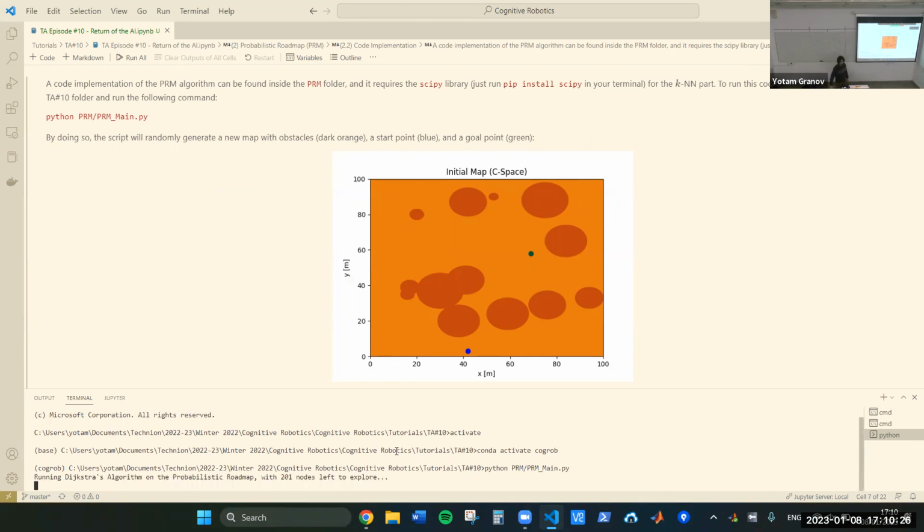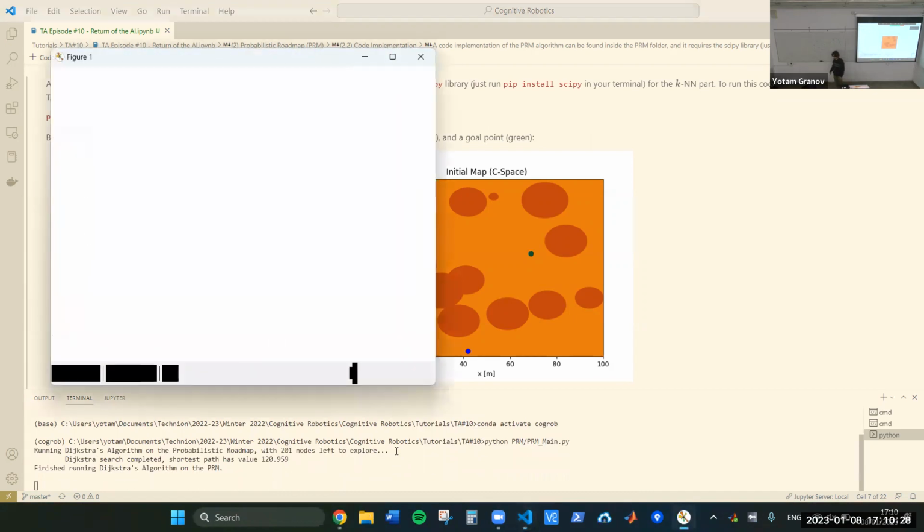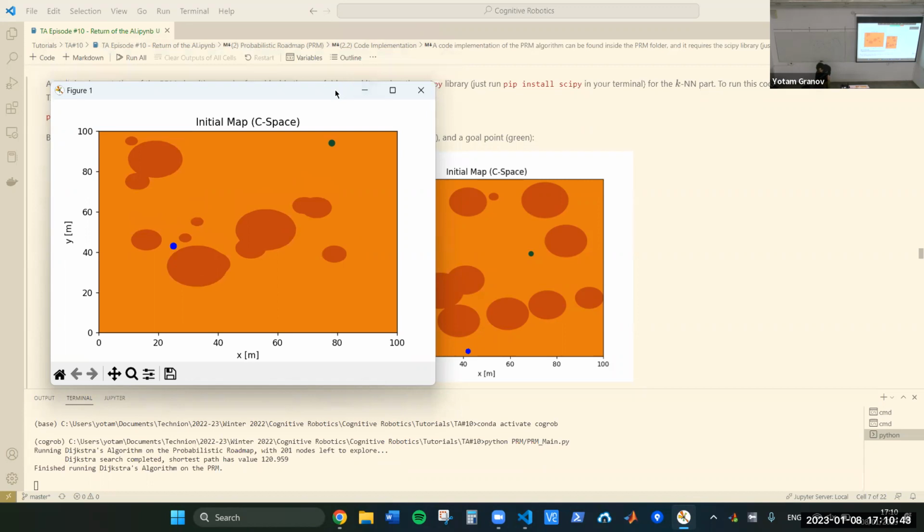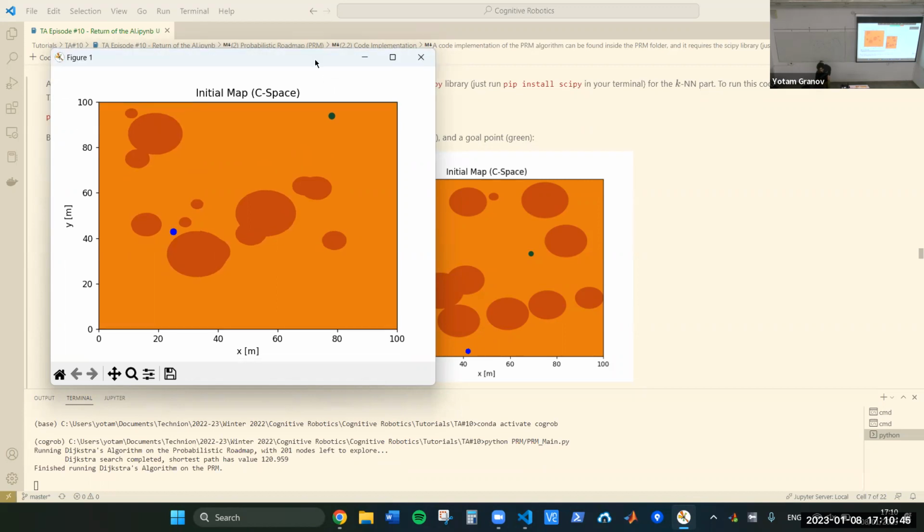So here you will need the SciPy library to run this, just because it uses KD trees, which we didn't really discuss, but it's a data structure, a K-dimensional tree. I'll figure out later what the D stands for. But the point is it uses an efficient data structure in order to find nearest neighbors.